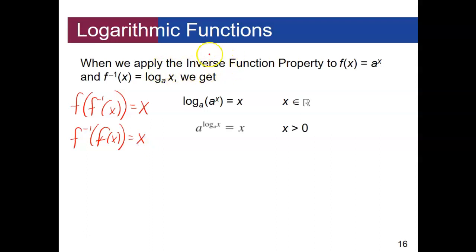So by knowing that a to the x and log base a of x are inverses of each other, then we know that if we compose them in either order, that also equals x. So essentially, as long as this base and this base match up, all that cancels and we're just left with the x. Same thing here, as long as this base and this base match, then all that cancels and we're just left with the x.